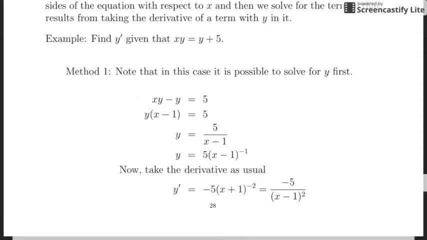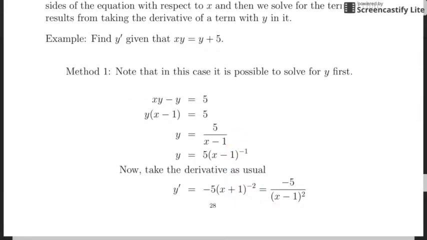So what we're going to do here is bring that y over to the other side. So we get xy minus y equals 5. Then I've got a common y to both of those terms, so I'll factor it out. And now I'm going to divide both sides by x minus 1. Because I find it easier to use the chain rule than the quotient rule here, I'm going to write this as 5 multiplied by x minus 1 to the negative 1.